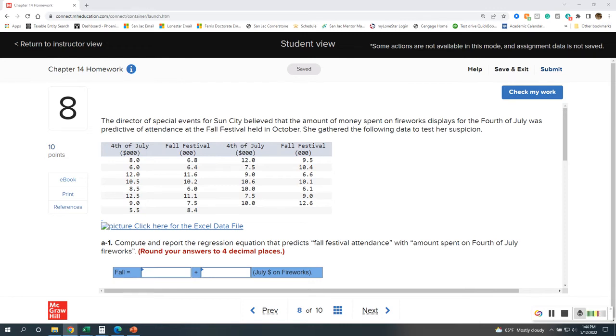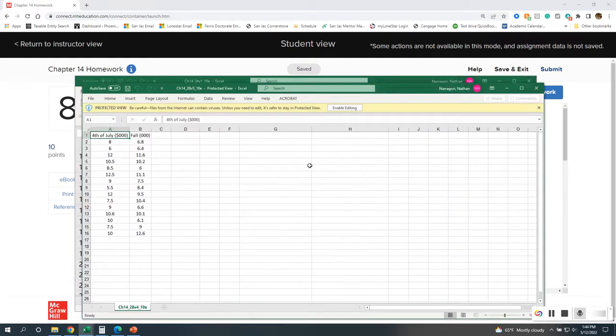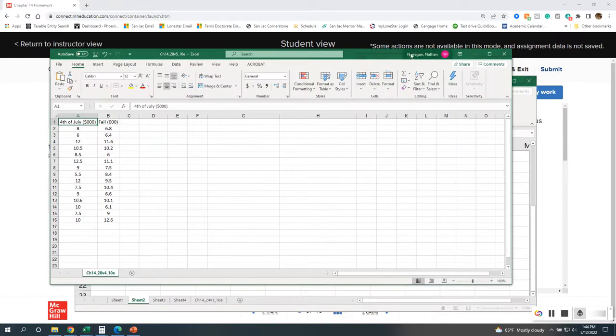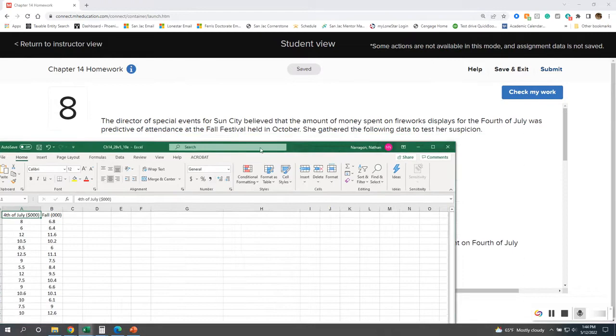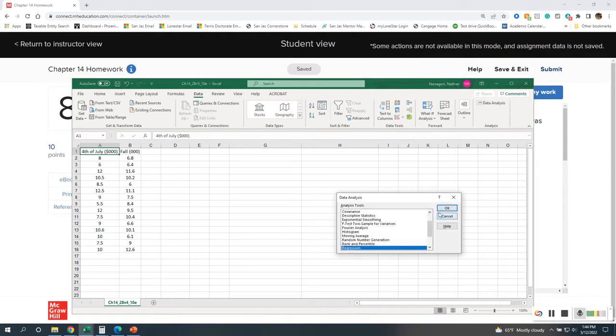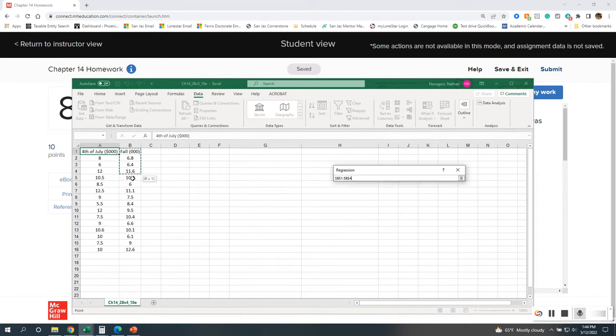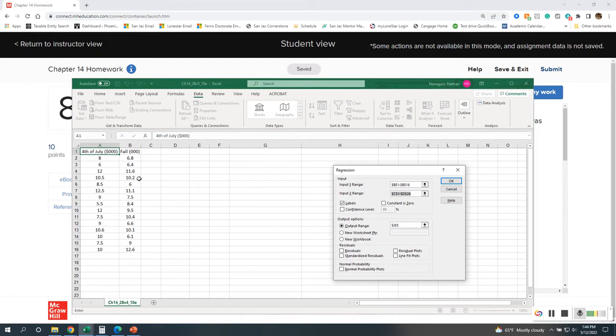Okay, so let's click here for the Excel data, see if they actually combine. Yay! Only 2 items. So, let's do our data. Data analysis, regression, our Y range, and our X range, independent variable. I'll tell it to do it right here.